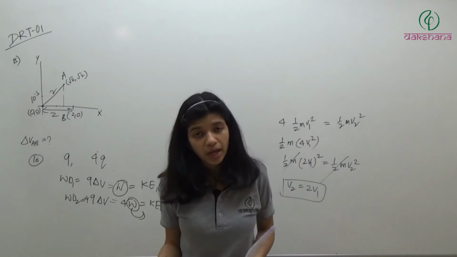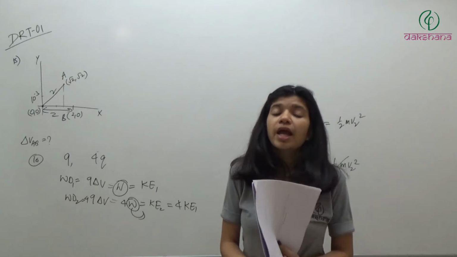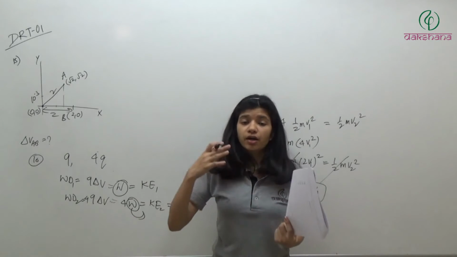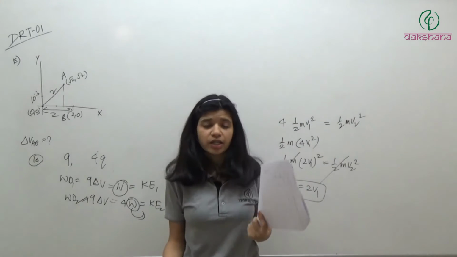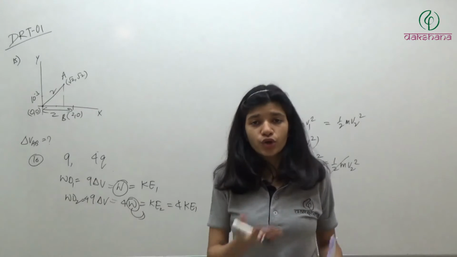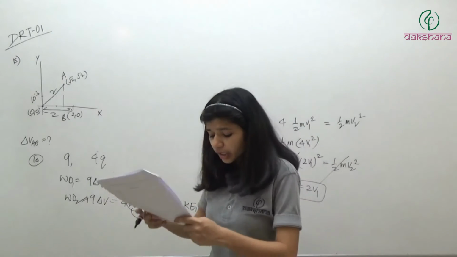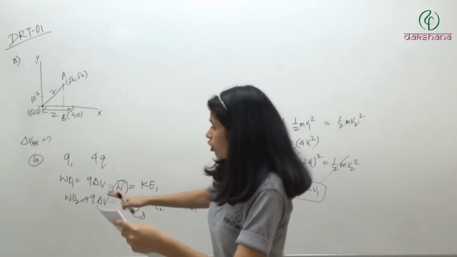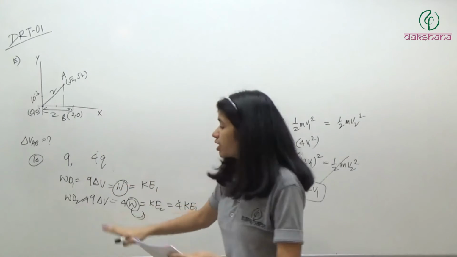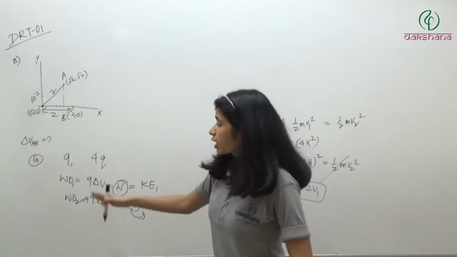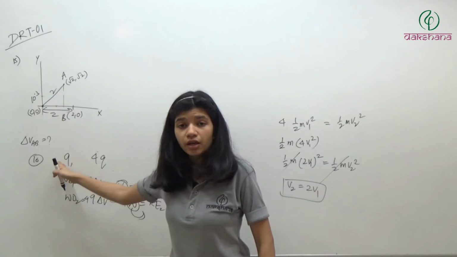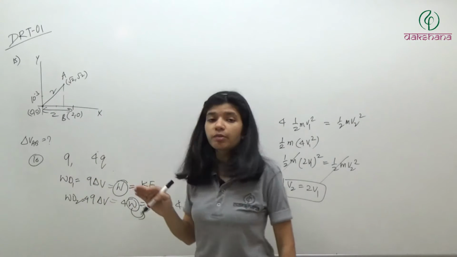Definitely, if you have two same masses and the kinetic energy of one is 4 times the kinetic energy of the other particle, it means speeds are in the ratio of 2:1. So if the speed of this is v, then the speed of this will be 2v. Then only if the kinetic energy of this is k, the kinetic energy of this will be 4k.